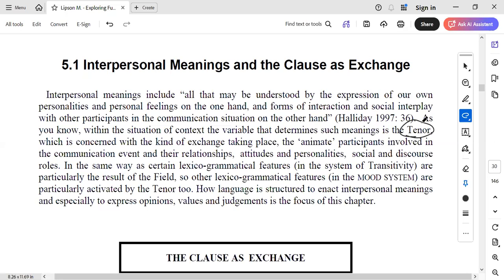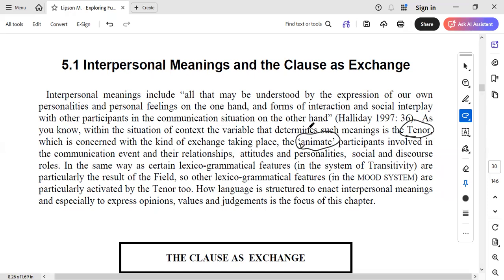So we know that in the context of situation, we have field, tenor, and mode, right? Now, tenor is concerned with the kind of exchange taking place, the animate participants involved in the communication event and their relationship. When they say animate, that means human beings, the ones who can talk, right? Attitude and personality, social and discourse roles. In the same way as certain lexical-grammatical features in the system of transitivity are particularly the result of field, so other lexicogrammatical features in the mood system are particularly activated by the tenor too.